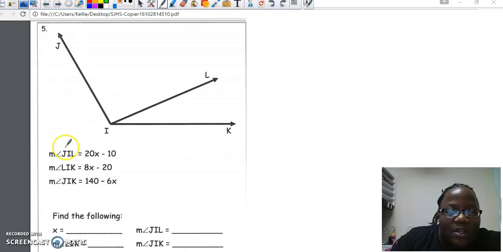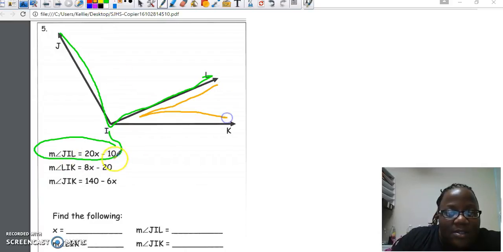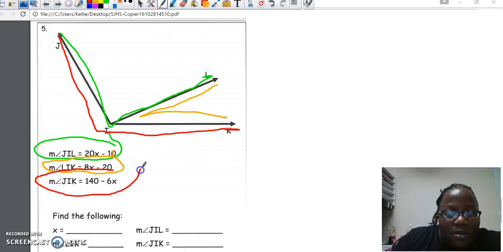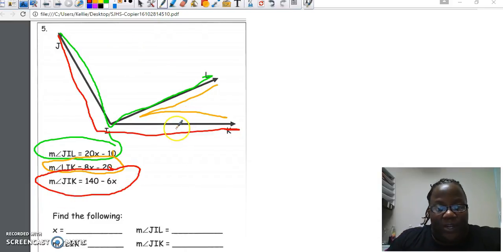The green one wasn't that big. JIL, which is this. Is here. Then I have LIK, which is this. Is here. And then JIK, the big one. Change color. The big one is here. So remember, green plus orange should equal red. So that's how you need to write your equation.